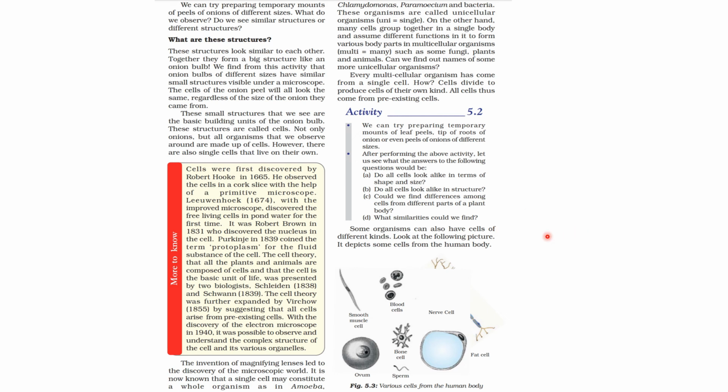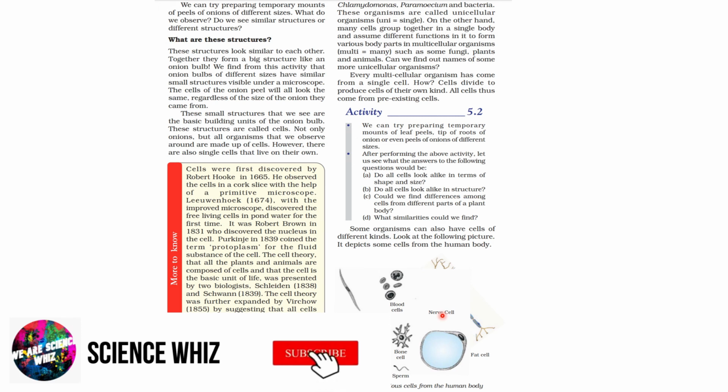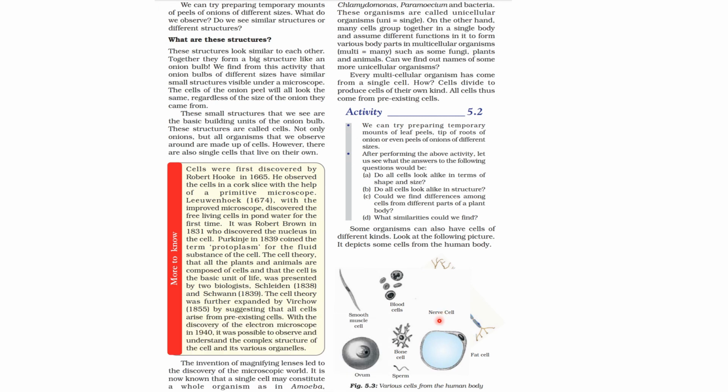Next, some organisms can also have cells of different kinds. Here are various cells from the human body. Smooth muscle cell, which is found in the stomach as well as the intestine. Blood cells, which are WBC and RBC. Nerve cell, found in almost all parts of our body, especially the brain and spinal cord, which sends impulses. Next is the ovum, a female gamete in the female body. Sperm, a male gamete in the male body. And the fat cell, or adipose tissue, which stores fat.